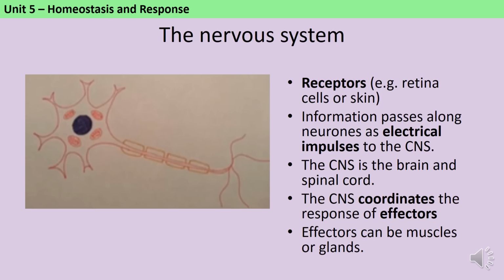In the nervous system, specialised receptor cells such as the retina cells from the eyes pass information along neurons or nerves as electrical impulses until it reaches the central nervous system. The central nervous system, or CNS, is the name we give to the brain and the spinal cord. The CNS coordinates the response and causes muscles to contract or glands to release a hormone.